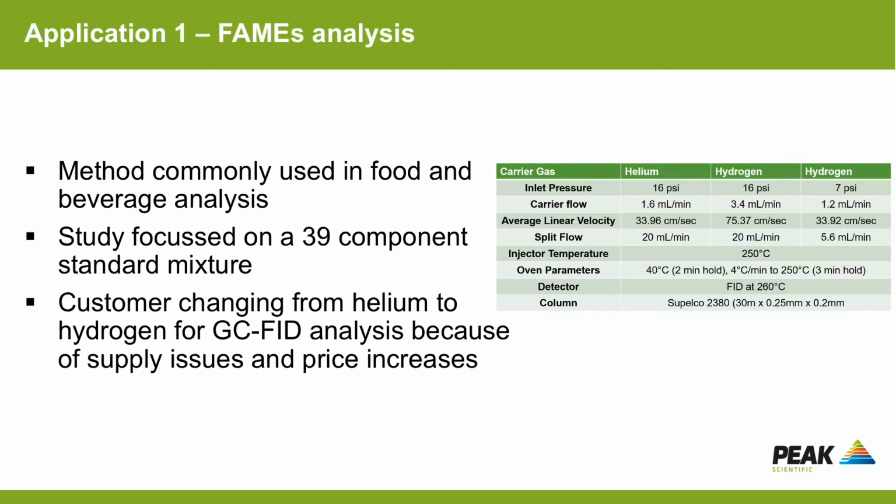So the original method used helium, so you can see the conditions there, and you'll see on the right two columns we have hydrogen carrier gas, and we have different linear velocities shown, and one of them you will see is very close to the linear velocity used in helium, and this will all become apparent in a minute as to why we have these two different speeds of analysis in this method.